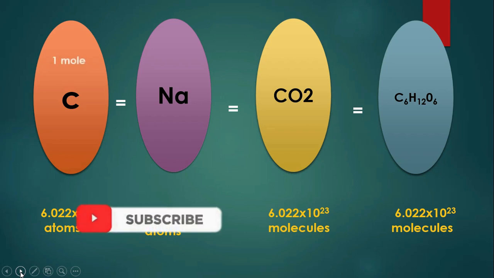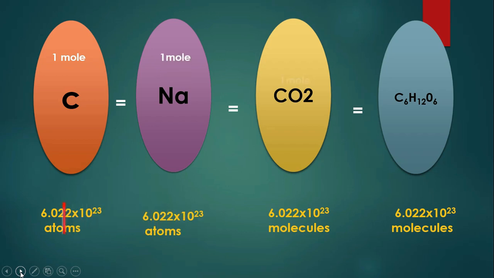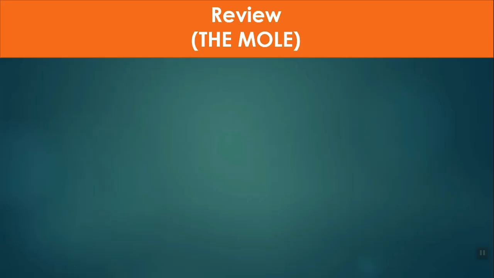Because the amount of carbon is 1 mole, sodium is also 1 mole, carbon dioxide is 1 mole, and glucose is also 1 mole. If they are all 1 mole, it means that the amount present in 1 mole will be equal to Avogadro's number. So students, we have concluded that whatever the substance is, if it is 1 mole, its number of particles will be the same. Understood?